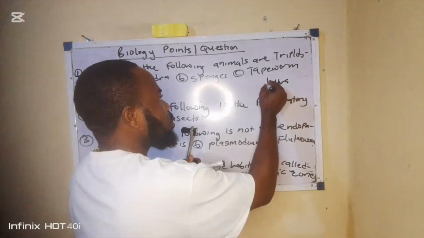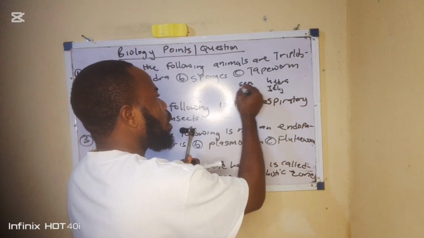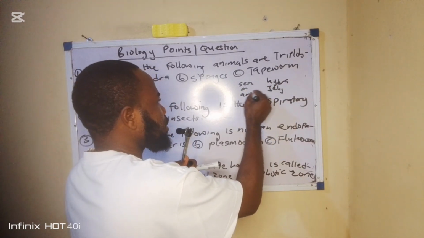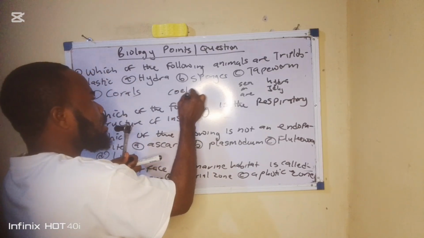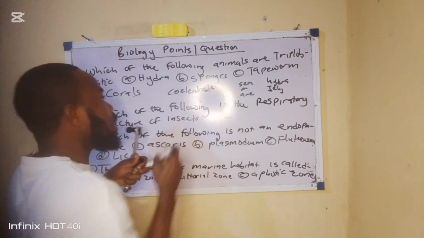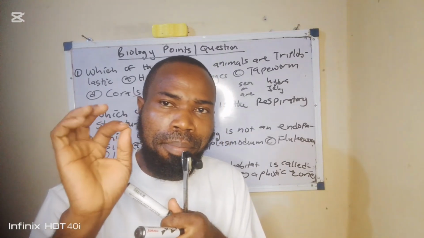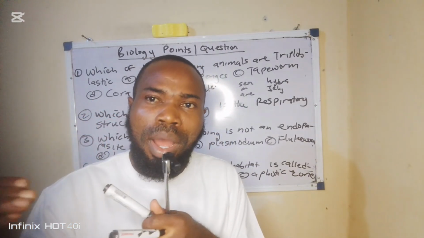We are talking about the jellyfish, the sea anemone, the Aurelia. Now, all these are regarded as coelenterates. These coelenterates have two body layers. And what are the two body layers? They have ectoderm and endoderm. They don't have the mesoderm.